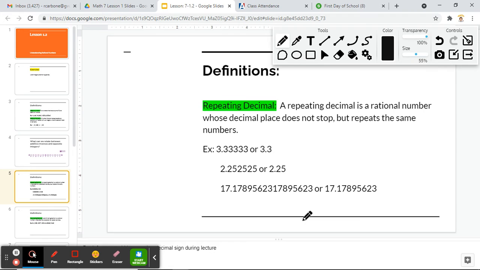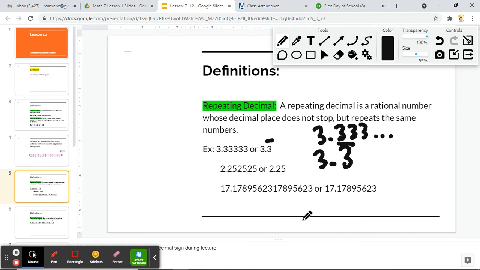All right, a repeating decimal is a rational number whose decimal places do not stop, but repeat the same numbers. I want to make sure you guys get this down in your notebooks. If we're looking at a number that looks like 3.333, and this goes on forever, then we could write that as 3.3 with a little line over it, and we would call that 3.3 repeating.